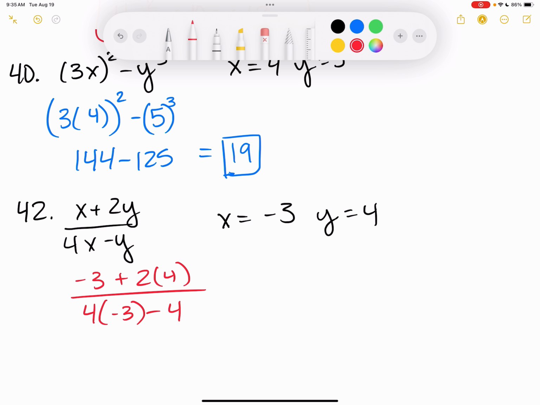So part of PEMDAS or GEMDAS, depending on how you learned it, but that first letter is grouping symbols. So anytime we have stuff top and bottom like this, we treat the division symbol as our grouping symbol. So we're going to work on top and then work on the bottom and then combine it. So on top, what do I get when I combine the top?